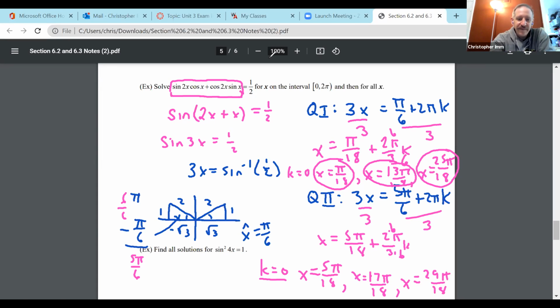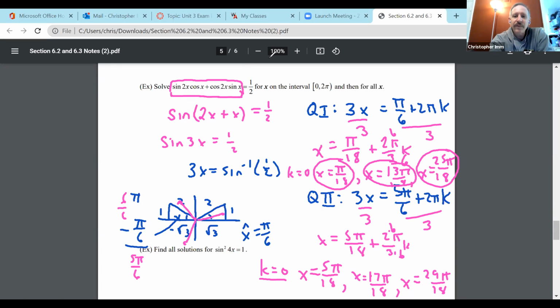So when I look at the first ones, pi over 18, it might be like here, 13 pi over 18. That one's going to be over here somewhere. And I know that they're evenly spaced out. So this is really going to be 2 pi over 3 or 120 degrees between them. And 25 pi over 18, that one's going to be down here. So there's the first 3.